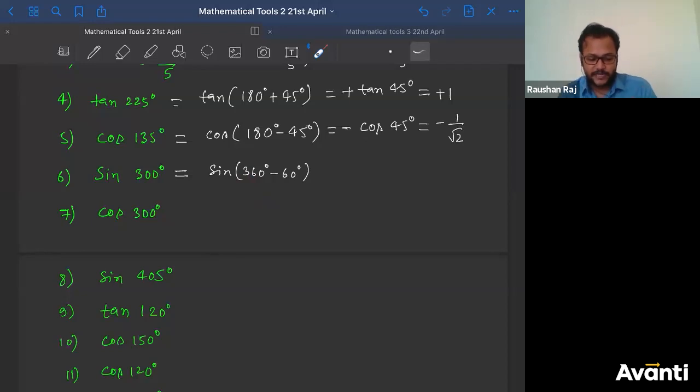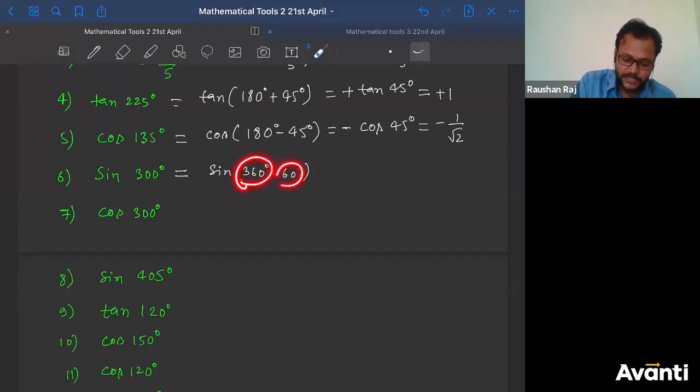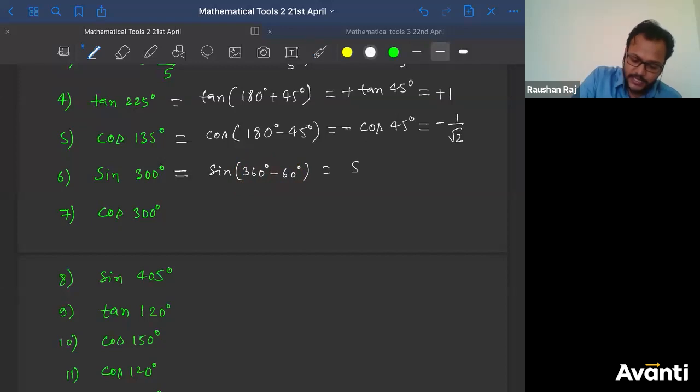If I were to write it in terms of pi plus something, I will not get an acute angle here. Okay, then I would have to double it. So to avoid that, what will I do? I'll change this in terms of 360 minus 60. This is 2 pi, this is theta. So I'll write this as sine of 60 degrees.